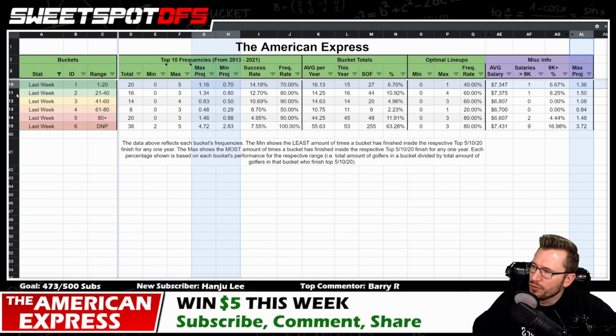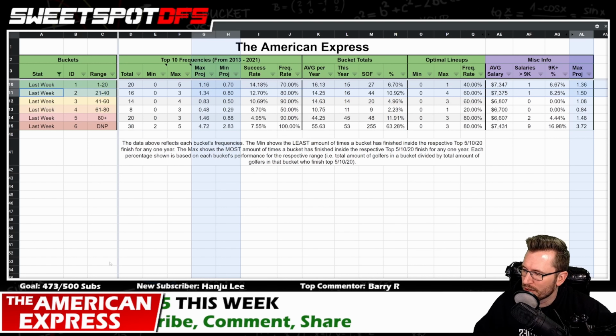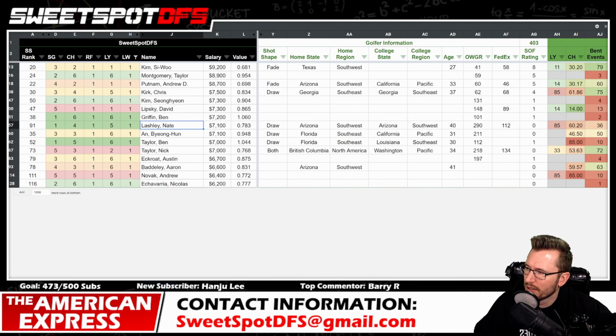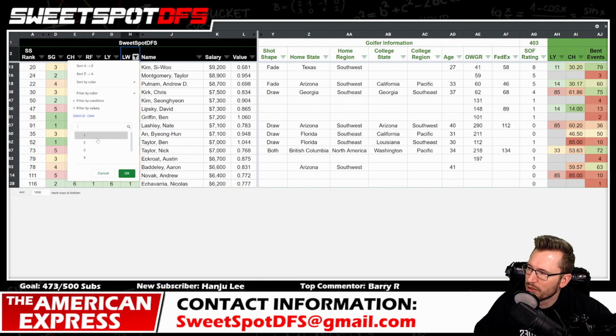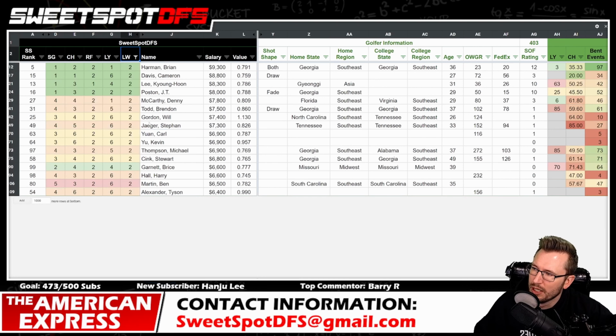Looking at last week 2s, 0 to 2 as well. Conservative max projections the same way. Frequency rate's 80%, so it's not a full 100%. And your last week 2s are the following golfers: Brian Harman, Cameron Davis, KH Lee, JT Poston. All great choices. No issue playing any of these.